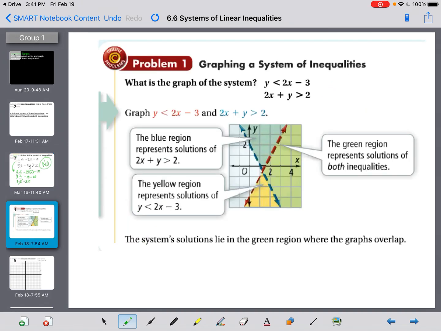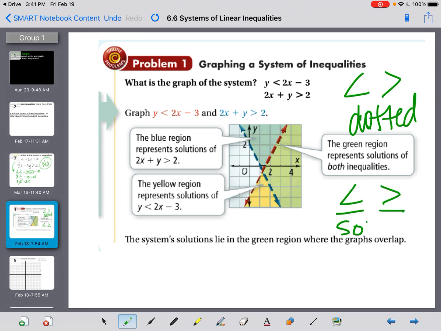All right, then they're going to switch it up and they're going to have us graph these. Remember that the greater than and the less than symbols that do not have the equal to bar, those are a dotted line. And if they do have the equal to bar underneath, those would be a solid line.